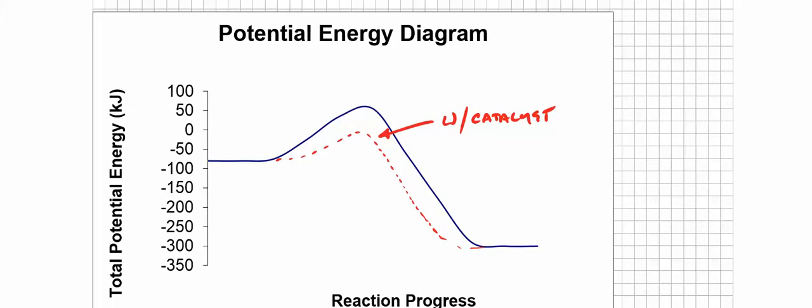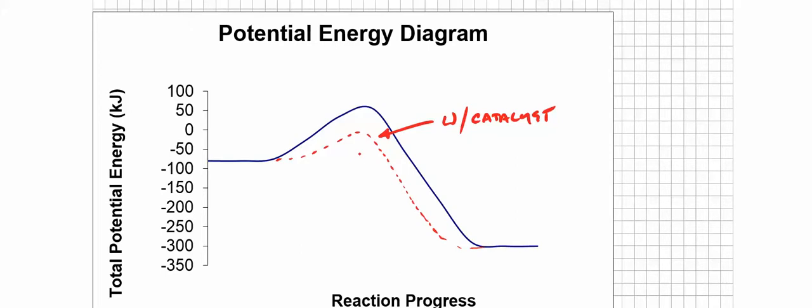So what does a catalyst do? It lowers the energy of activation. That's its function. That's how it works. So initially we started with about negative 80 kilojoules of heat. We ended up with about negative 300. But there was this energy of activation that we had to overcome. Going from here to here required an amount of energy. What a catalyst does is lower that energy of activation, making the reaction proceed faster.